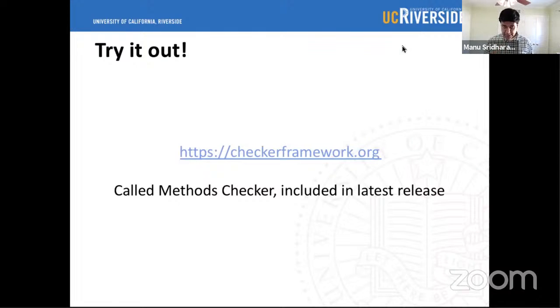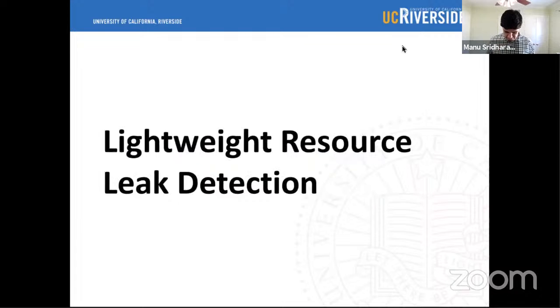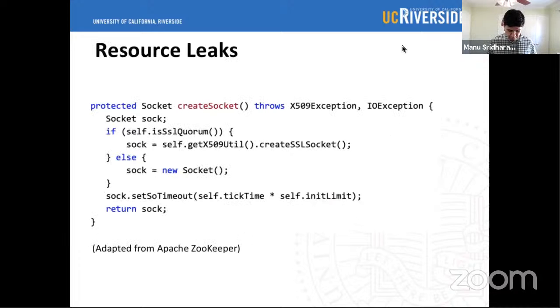So in the remaining time that I have, I want to talk just a little bit about an ongoing project we have on applying these pluggable type techniques to doing resource leak detection. So what are resource leaks? Let me just explain it by an example. Here's some code that's adapted from the Apache Zookeeper project. And in this code, we're creating socket objects.